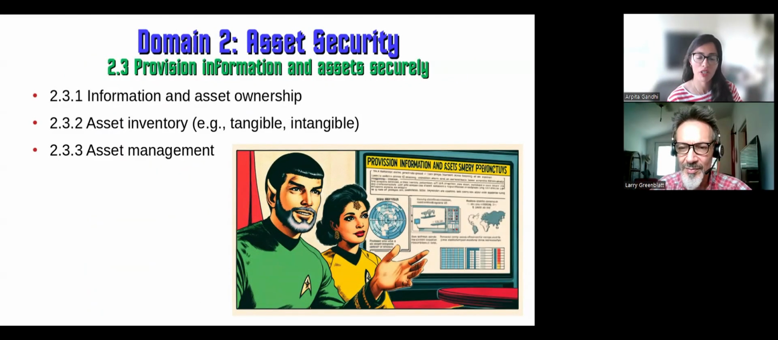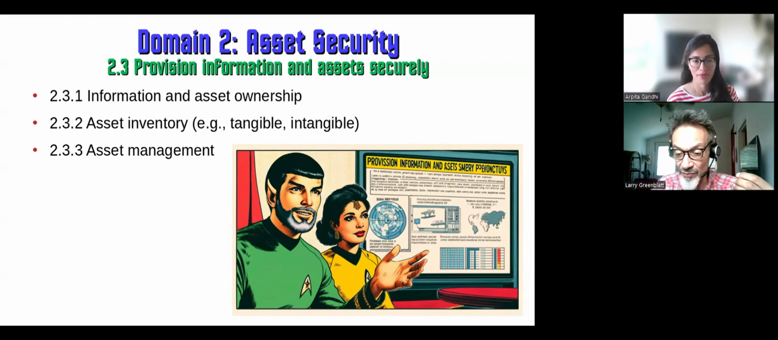2.3 is provision information and assets securely. Yeah, provisioning and deprovisioning. All assets, first of all, must have a defined owner. Now, that's not property rights. Ownership means being the person who's primarily responsible for identifying, classifying, determining access permissions, as well as other duties in the life cycle. A CISSP must be knowledgeable about the secure provisioning of information and assets.